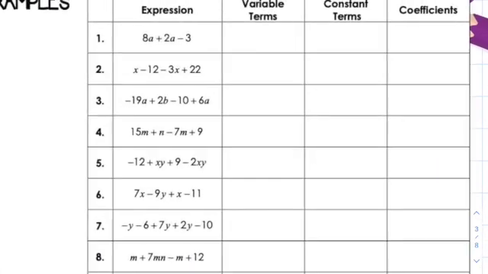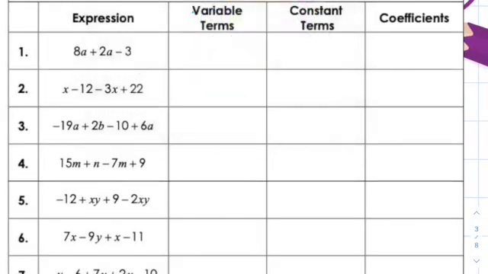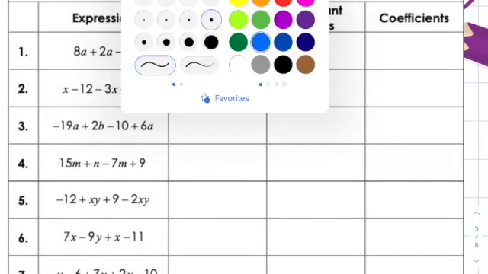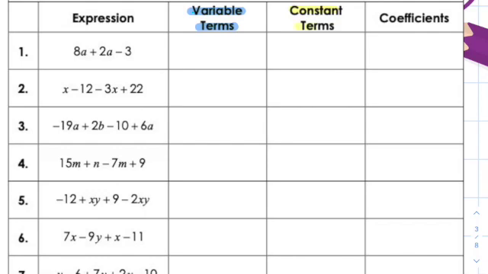Go ahead and do number 1. I'm going to highlight variable terms in blue and the constant terms in yellow. So number 1, we have 8a plus 2a minus 3. The variable terms are the terms with letters. All right, so 8a is a term that has the letter A, and plus 2a also is a variable term because it contains the letter.